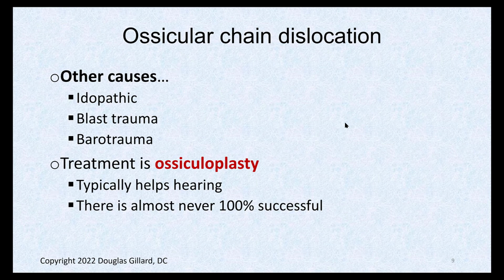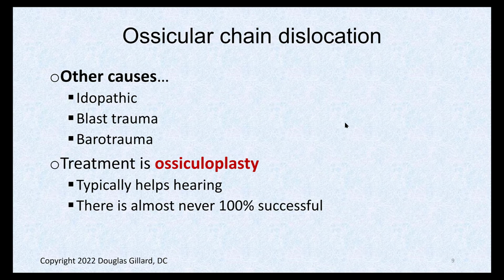How about some other causes of these ossicular chain dislocations? Every now and then it happens and there's no reason for it. It's probably somebody lying, I bet, about getting hit in the side of the head. But blast trauma from a bomb going off or dynamite going off, or barotrauma, where you go deep into the ocean without equalizing the pressure between your oropharynx and the middle ear.